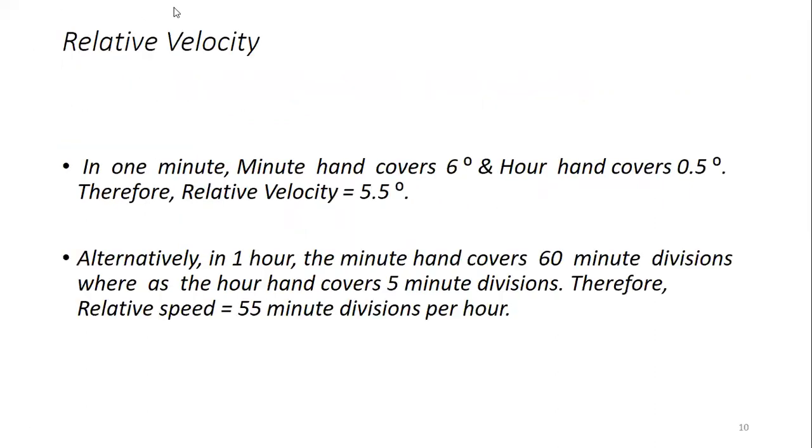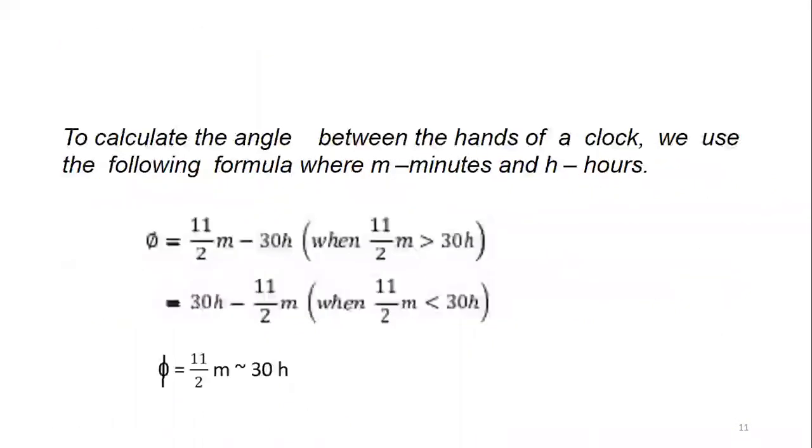Now relative velocity. In 1 minute, the minute hand covers 6 degrees and the hour hand covers only half a degree. Therefore the relative velocity is 5.5 degrees.